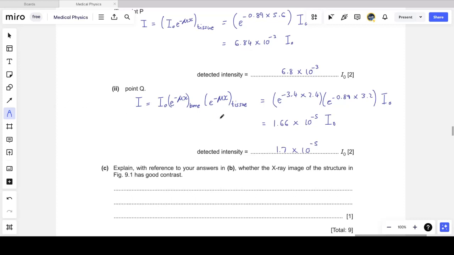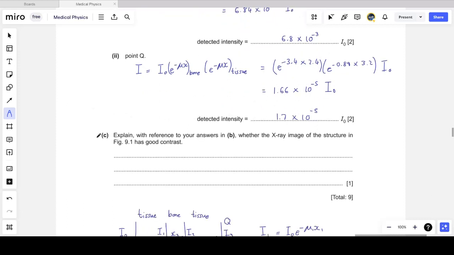So what I'm going to do is look at the orders of magnitude, the 10 to the minus 5 and the 10 to the minus 3, not so much the values, but we can if we wanted to. So if I take 10 to the minus 3, which is the order of magnitude of the intensity when it passes purely through soft tissue, and I divide it by 10 to the minus 5, what I get is approximately a difference of 10 to the power 2. So there's 100 times the difference in intensity.